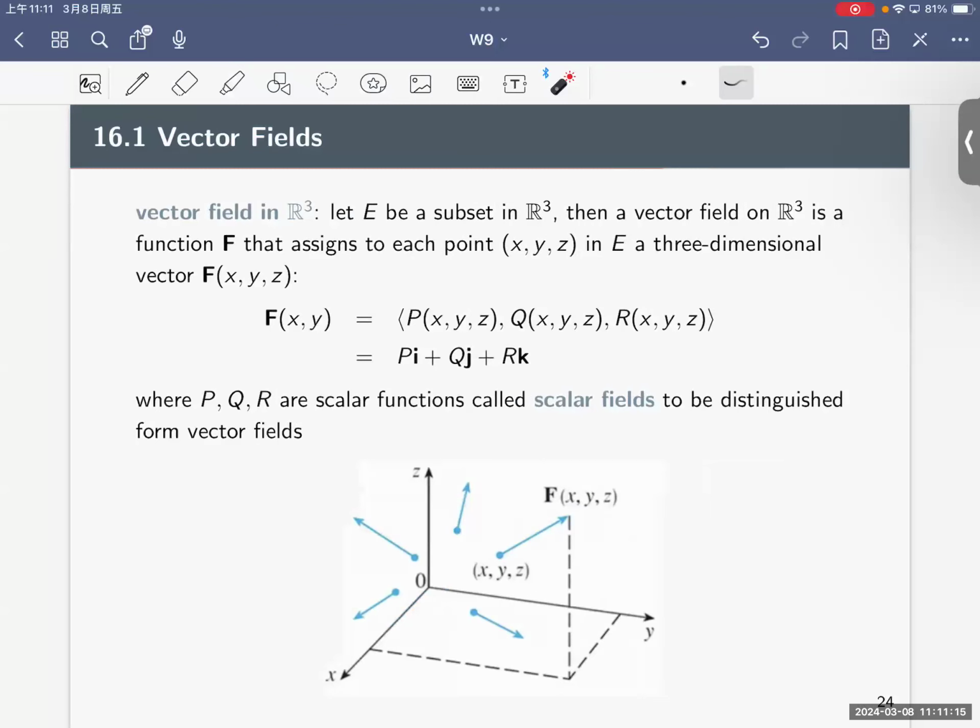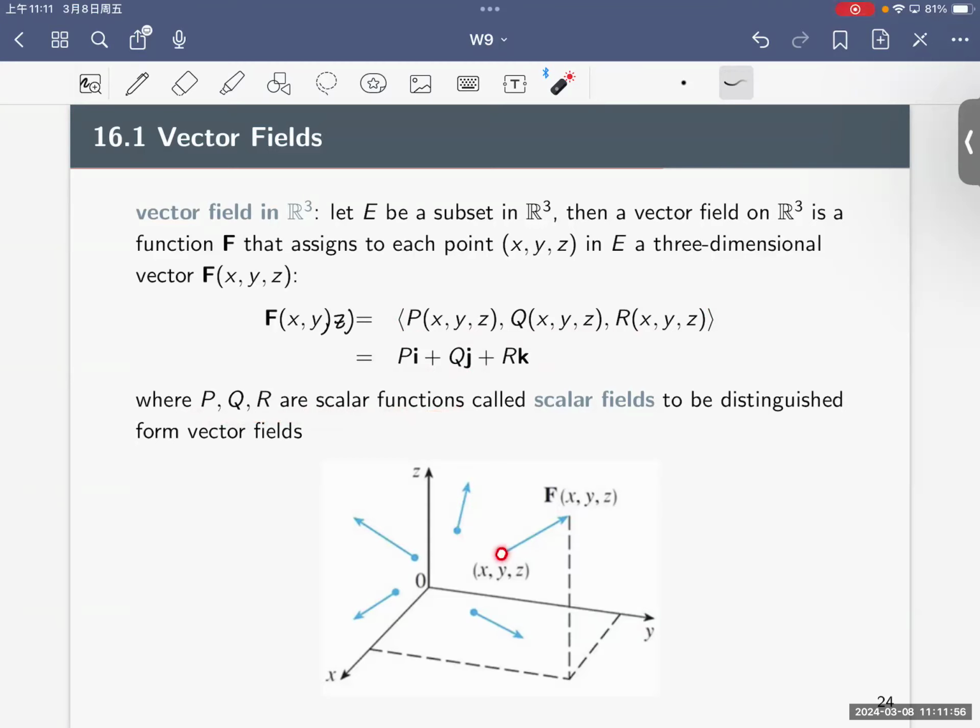The 3D vector field is the same thing. I have a function f that assigns to each point x, y, z a three-dimensional vector. F of x, y, z is equal to a three-dimensional vector. The x component I call p, the y component q, the z component r. In another form, I can write this as pi plus qj plus rk. So p, q, r are scalar functions.